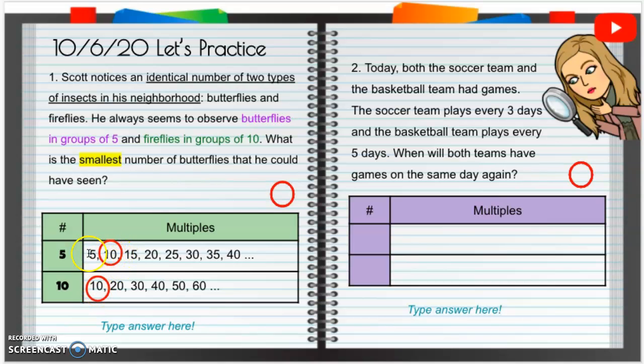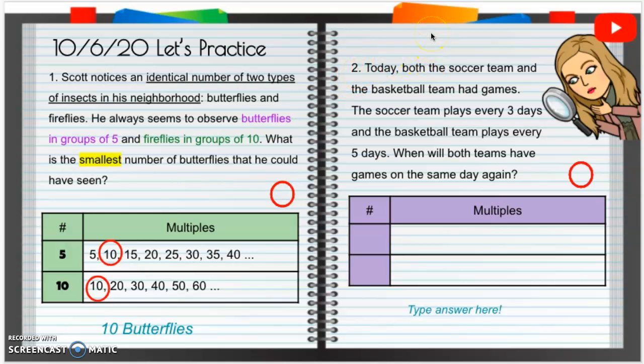So this is 5 groups. It's going to be 5 butterflies in the first group. Another group is going to be 10 butterflies. So the least number of butterflies he could see is 10 butterflies. Awesome. I'll make that a little bit bigger so we can see it better. There we go. All right, let's look at number 2.